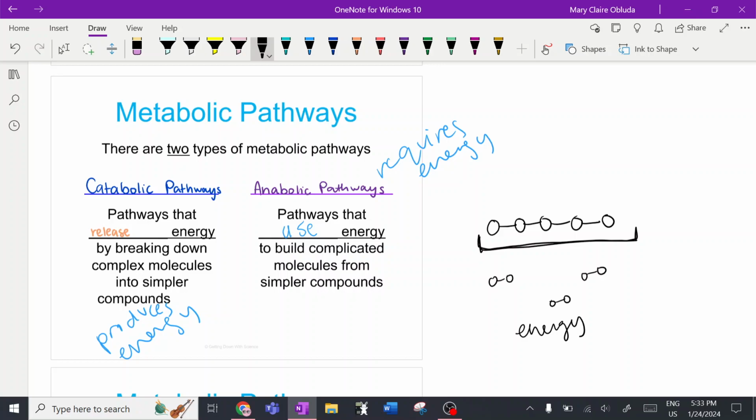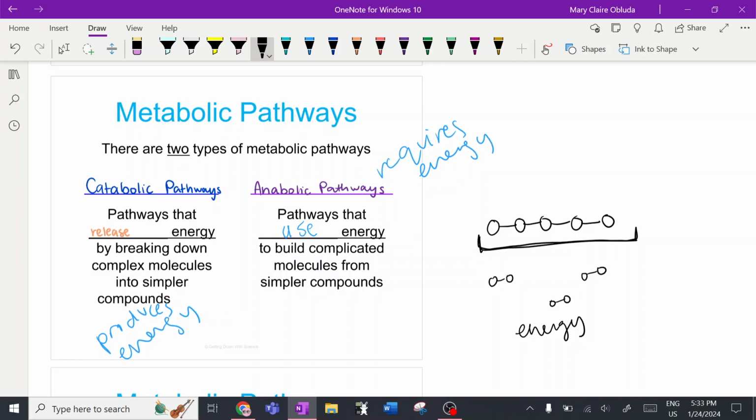Think ATP. It has adenosine triphosphate, and it breaks off one of those phosphate groups, and that releases energy that the cell can use. And it's now a simpler molecule. It's now phosphate and ADP.